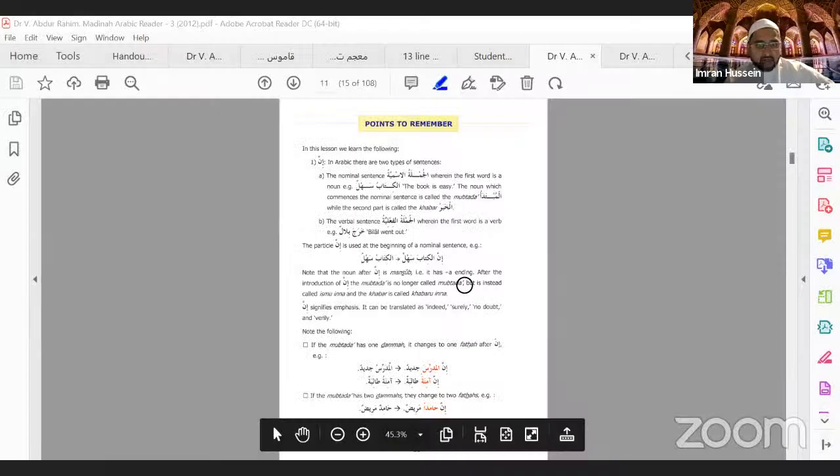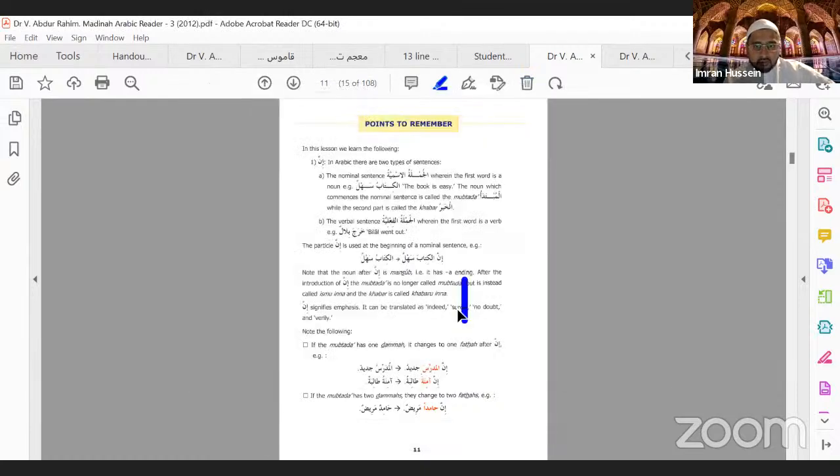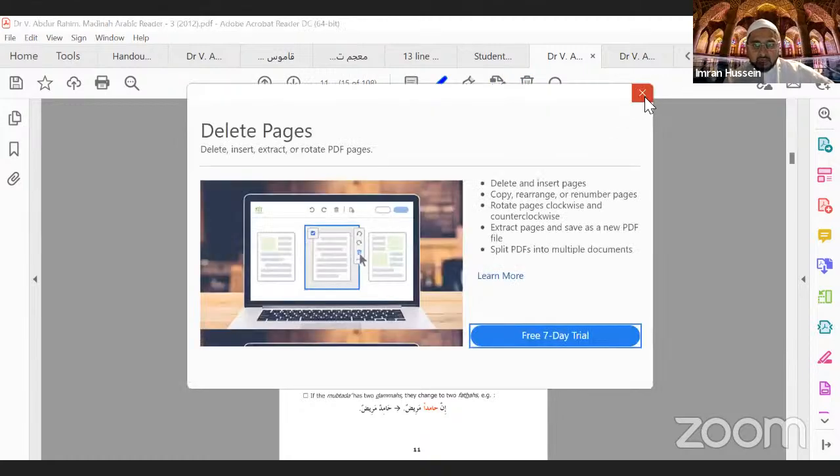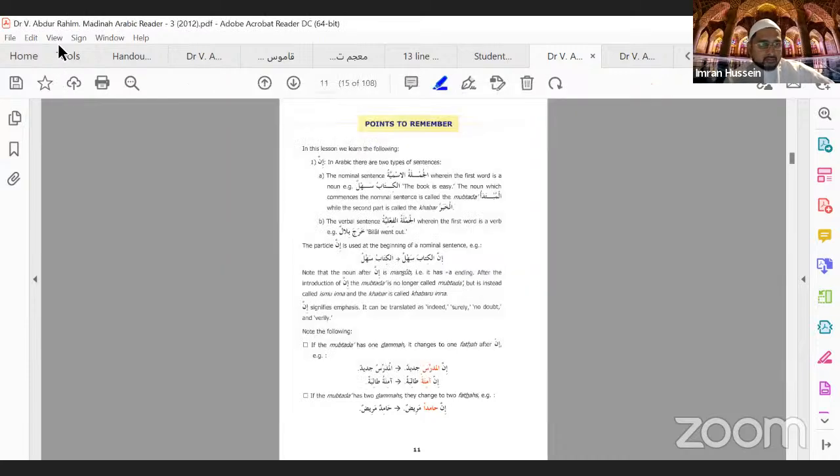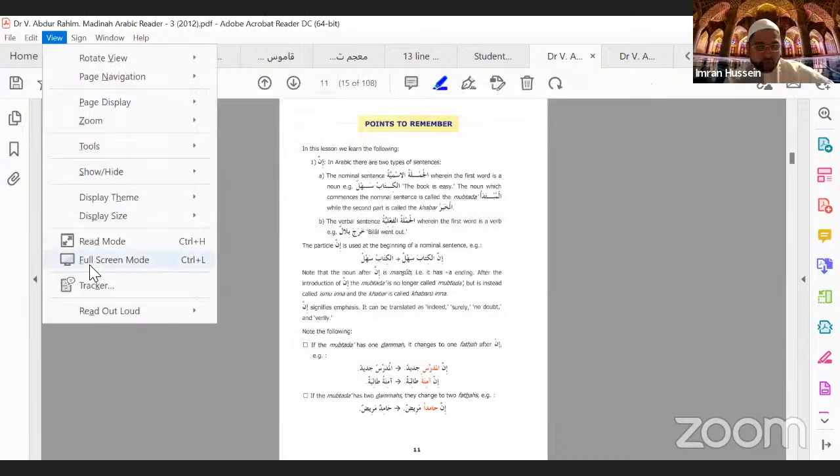Right, last week, the week before, we went over lesson number 1. We went through examples, let me share the screen. So we practiced the usage of inna last week, or the week before. And today I'm going to move on to lesson number 2.